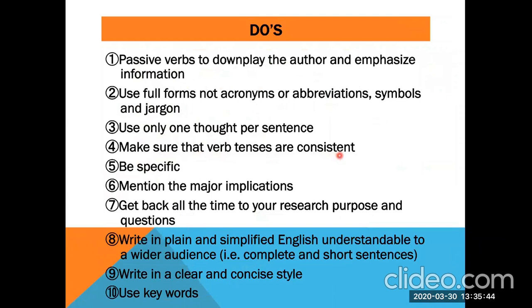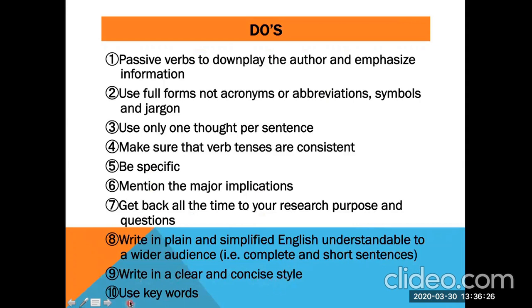For example, if you describe some kind of fact, you should be specific. You should mention the major implications of your study. You should get back all the time to your research purpose and questions. As I told you before, it takes a non-linear form, not one form or one pattern. You should write in plain, unsimplified English, understandable to a wide audience, for instance, by writing complete and short sentences. You should write in a clear and concise style.